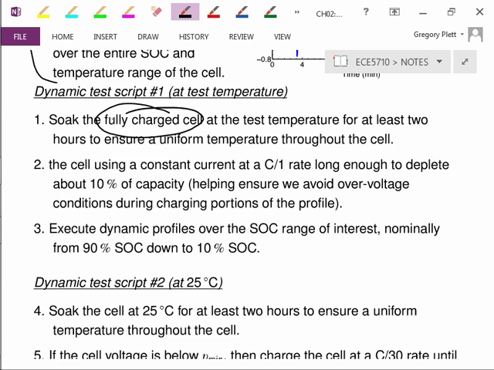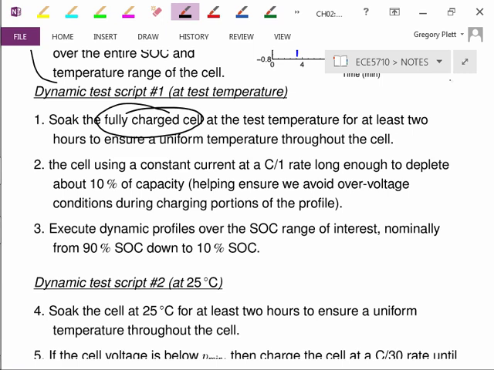And then we execute these dynamic profiles that I plotted there repeatedly over the SOC range of interest, perhaps from 90% down to 10% SOC. Again, we don't want to over discharge either, so we want to stay away from the very, very low state of charge points and the very, very high state of charge points. And most applications will not use the entire SOC range of the rechargeable battery because of wanting to avoid aging. And so a model between 90 and 10% is pretty good.